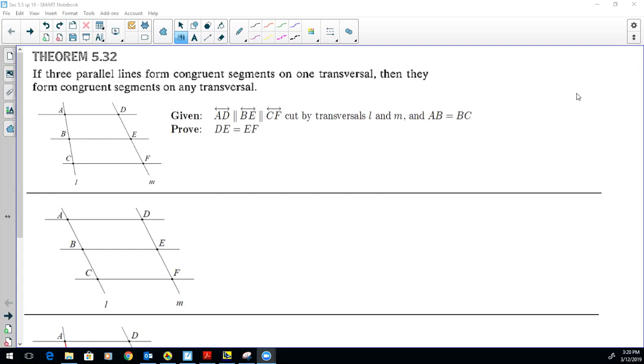But we do have this major theorem here having to do with when parallel lines are cut by transversals that form congruent segments. Now, this particular theorem I've heard other places referred to as parallel projection. In other words, we have three parallel lines here. These two sides are the same length, and when you project those things in a parallel fashion here, then the other sides are going to be the same length.